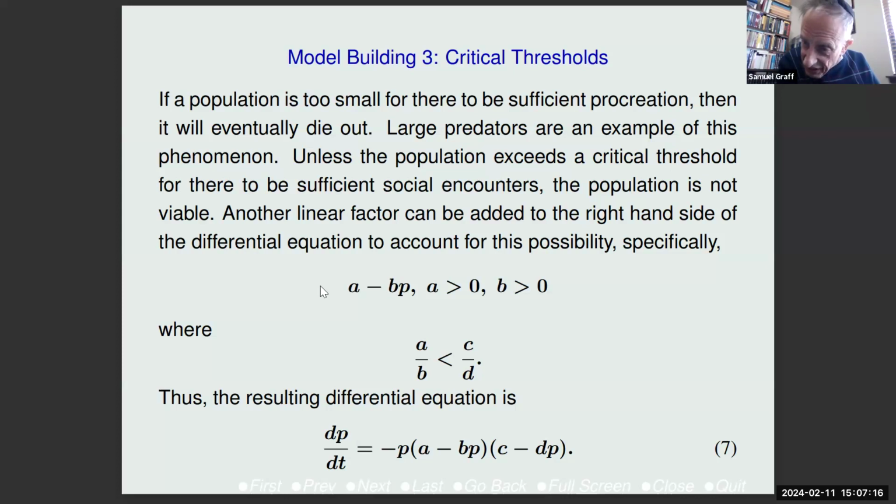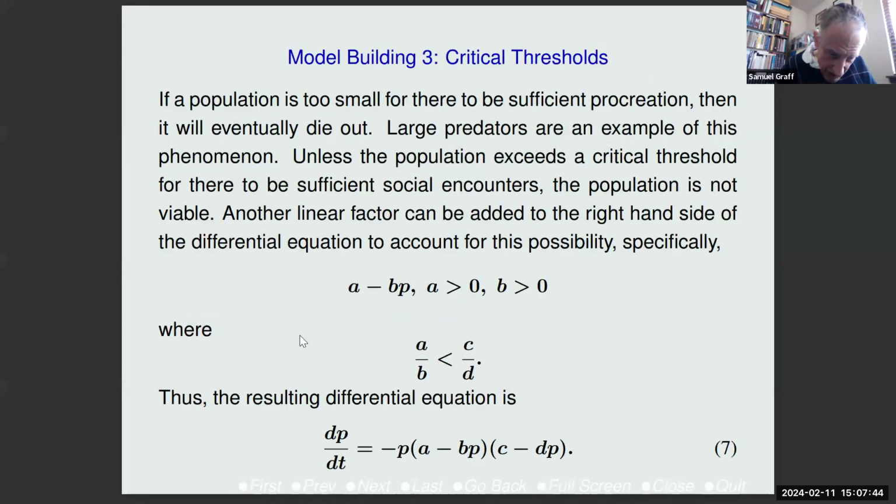And with a negative sign in front of it, it is therefore negative. So therefore, not until the population reaches some viability threshold does this factor become positive, because the term in the parentheses that you don't see there becomes negative. And then we get a resulting differential equation.